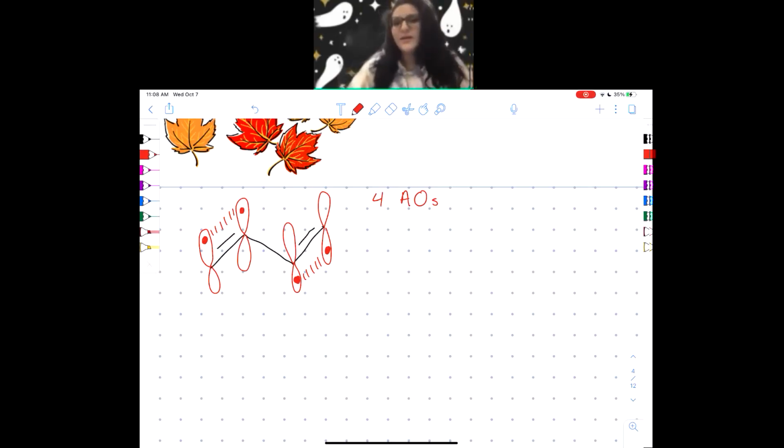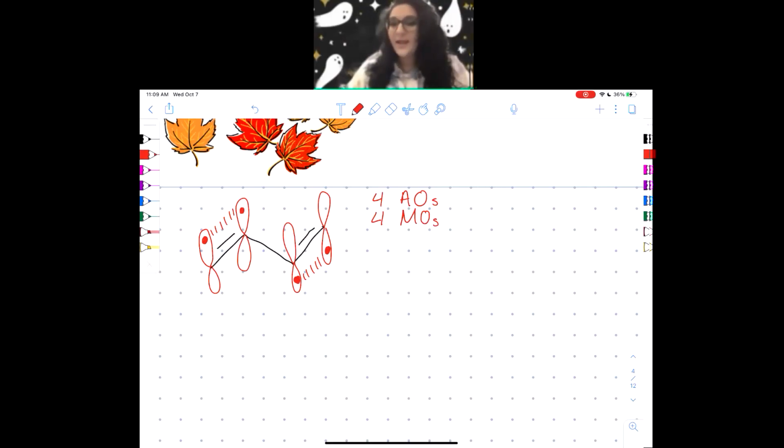And how many molecular orbitals do you think that correlates to? Okay, so it's approximately 50-50. Some people are saying 2, some people are saying 4. And this is actually kind of a trick question because it's exactly the same. So the number of molecular orbitals and atomic orbitals in this case are going to be the same. So we're going to have 4 MOs for molecular orbitals.